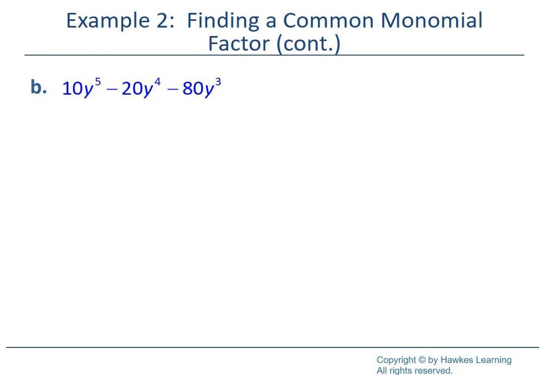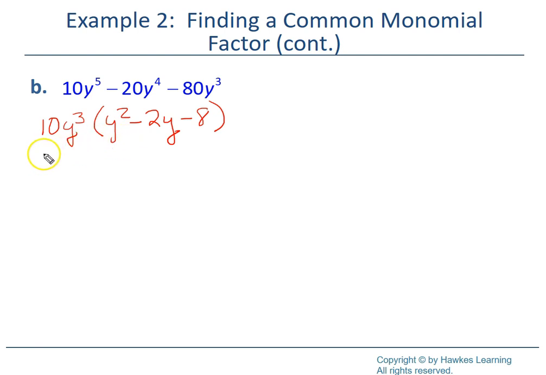Okay, let's try this one. Again, it's in standard form, but we see there are common factors of 10 and then y to the third. So this then becomes y squared minus 2y minus 8.